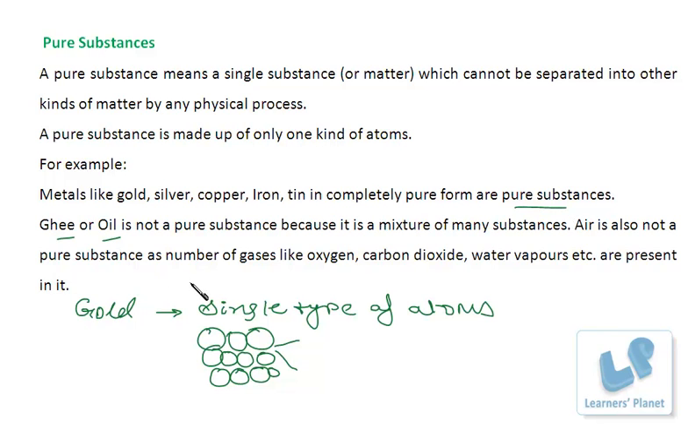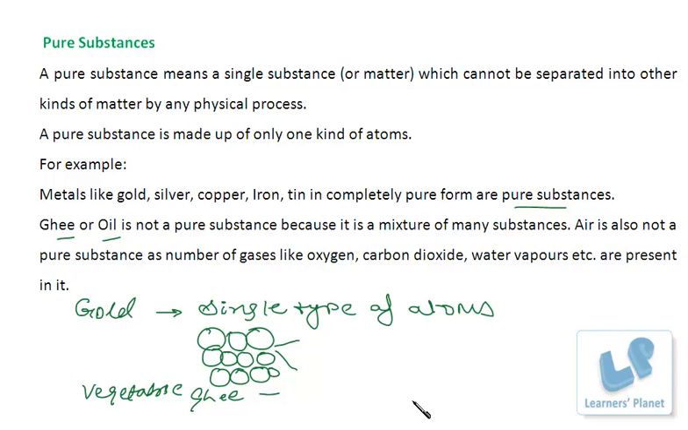Now if I'm taking ghee or oil, vegetable ghee or oil or milk, it is not a pure substance. Why so? Because it is a mixture of many substances. So if I am taking vegetable ghee or any ghee, it is a fat, right? It is composed of many other substances. It consists of fat, and a small amount of carbohydrate is also there. So different types of substances are present in ghee. Or in oil also, there are different types of substances present. So it's a mixture. We can separate the components.